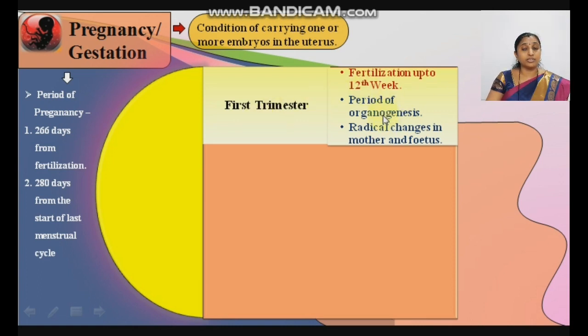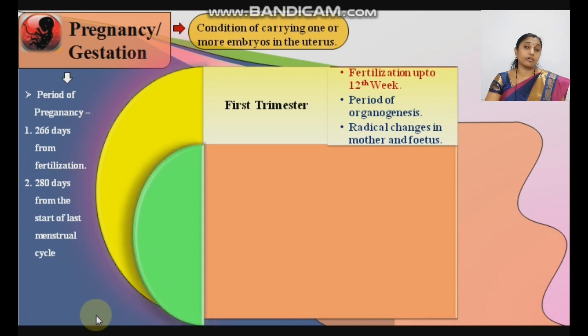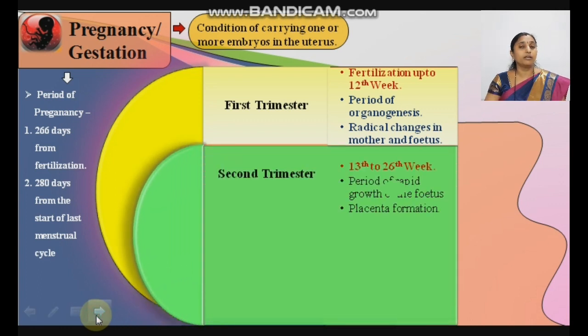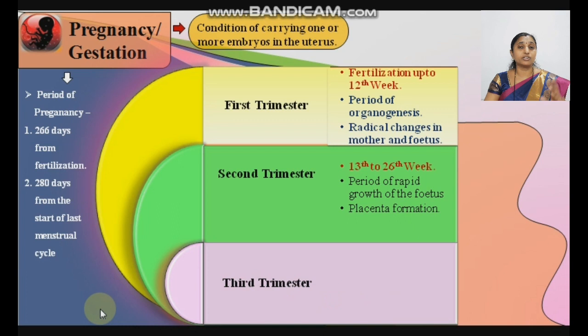It is a period of organogenesis, and radical changes take place in both mother and fetus. In the second trimester, rapid growth of the fetus takes place, from 13 weeks to 26 weeks. Placenta formation takes place. What is the placenta? It is an intimate connection between mother and fetus, and this connection helps in the exchange of materials between them. In the next slide, I will explain about the placenta.